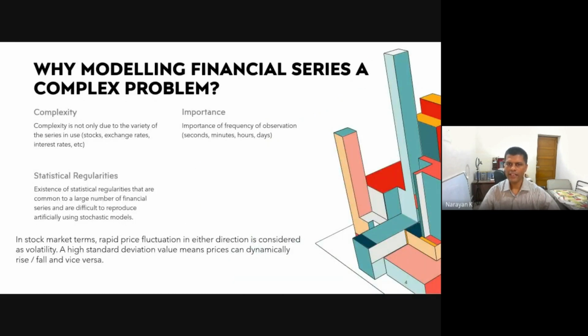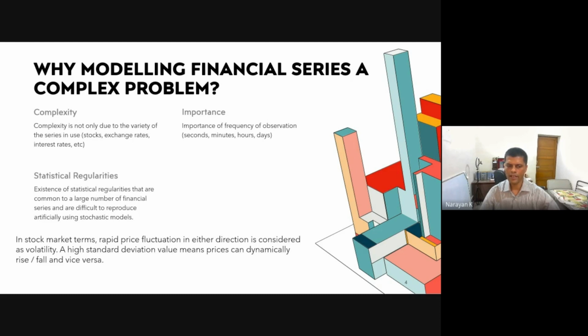Why is modeling a financial series a complex problem? Because the complexity is not only due to the variety of series, but also stock exchange, interest rate, unforecasted events happening, and so on and so forth. There is also the importance of frequency of observation, and the existence of statistical regularities that are common to a large number of financial series and are difficult to reproduce artificially using a stochastic model.